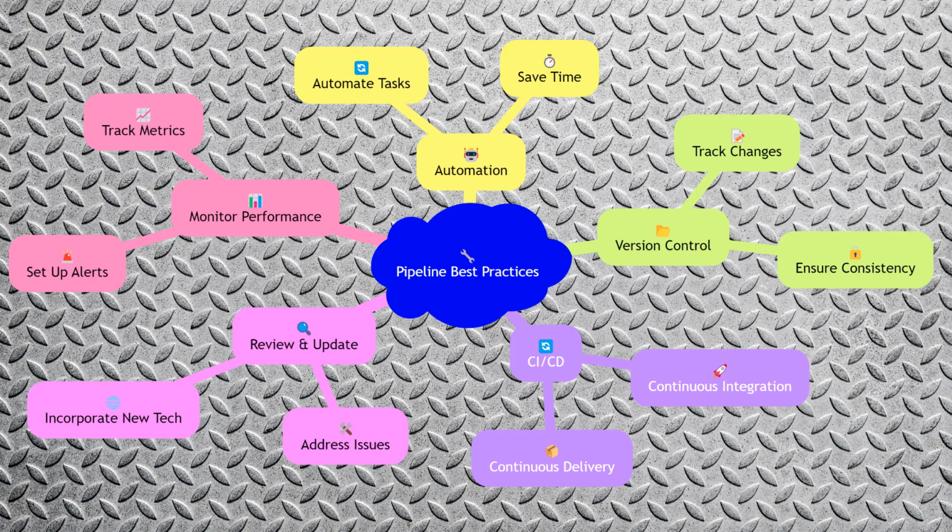To ensure the success of your pipelines, follow best practices such as automating as much as possible, using version control for all pipeline scripts, and implementing continuous integration and continuous delivery (CI/CD). Regularly review and update your pipelines to address any issues and incorporate new technologies and practices. Monitor pipeline performance and set up alerts for any failures or issues.